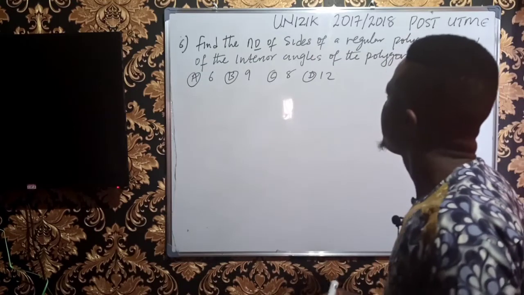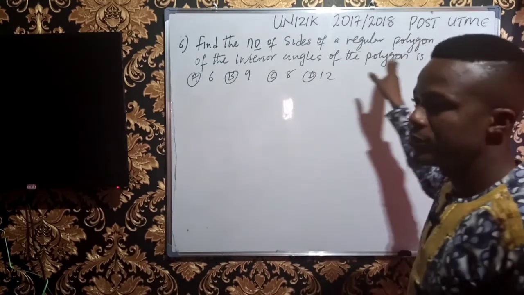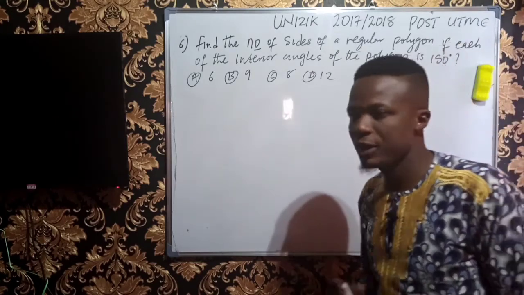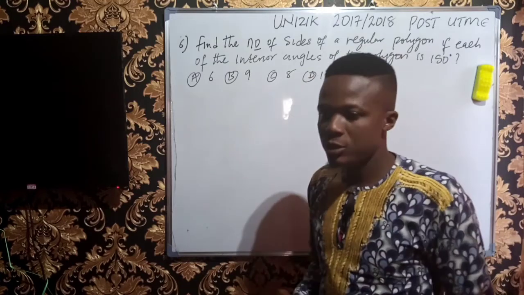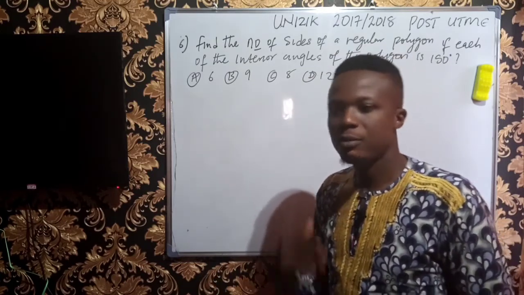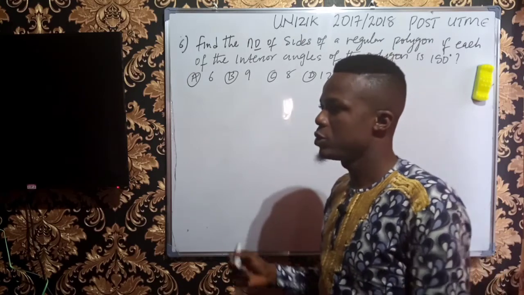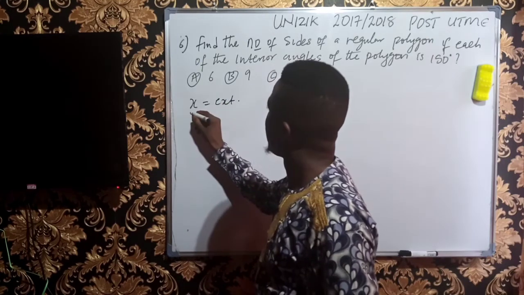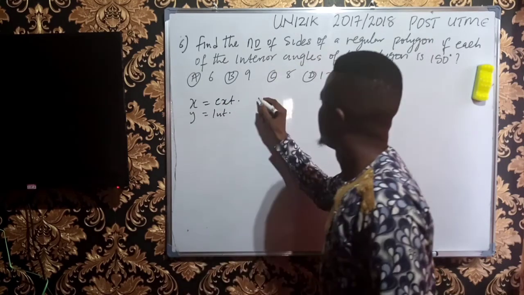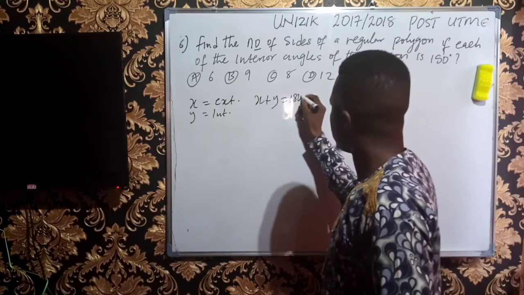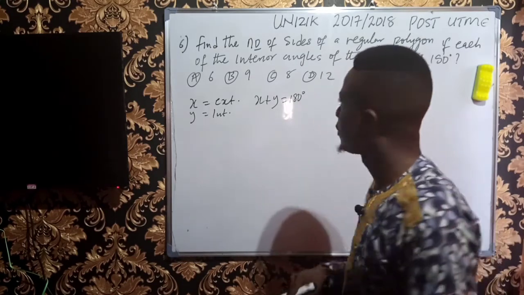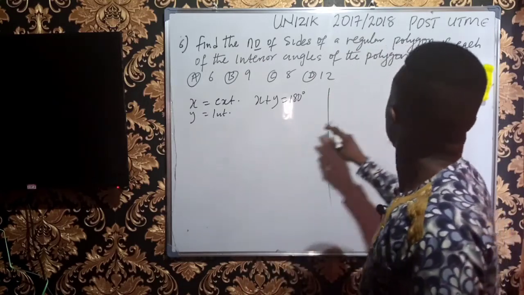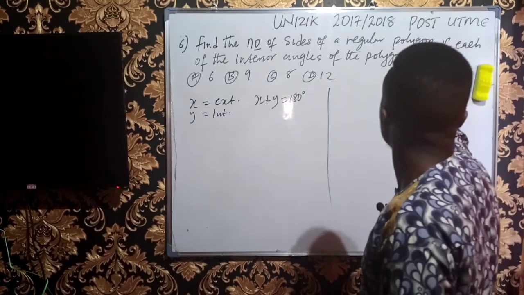Number 6 says we should find the number of sides of a regular polygon if each of the interior angles of the polygon is 150 degrees. That is, each of the angles is 150. Remember, a polygon is just any plane shape that is bounded by 3 or more straight lines. Now you should know that, assuming x is the exterior angle and y is the interior angle, x plus y will be 180 degrees because the interior angle and the exterior angle of every polygon lie on the same straight line. So here we are told that each of the interior angles is 150.